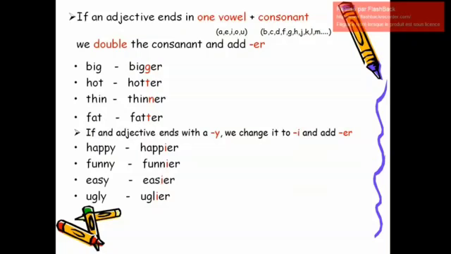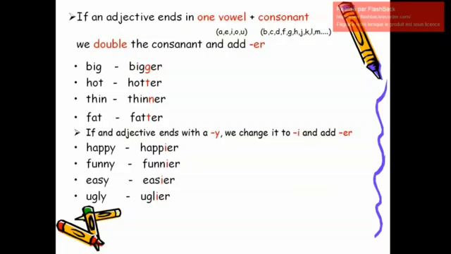If an adjective ends with a Y, we change it to I and add er. Example: happy, happier. Funny, funnier. Easy, easier. Ugly, uglier. Okay, remember this rule, please. Here we have a consonant before Y.